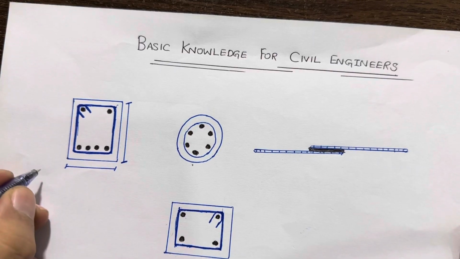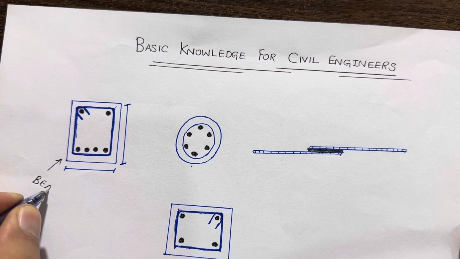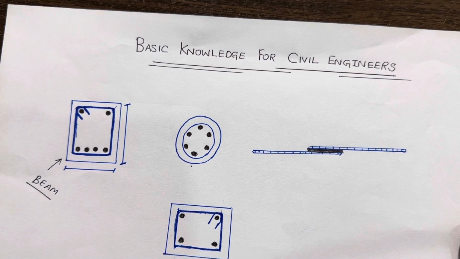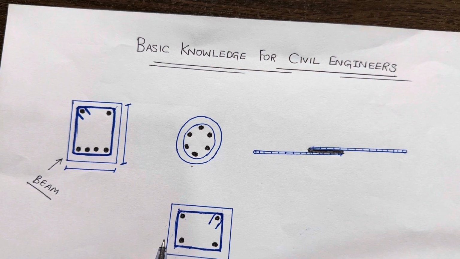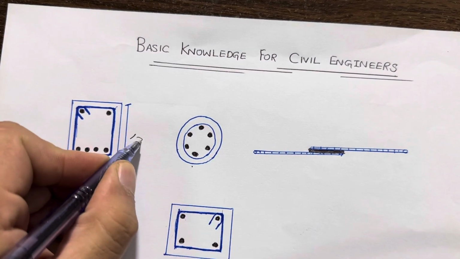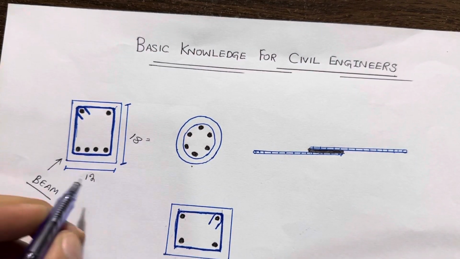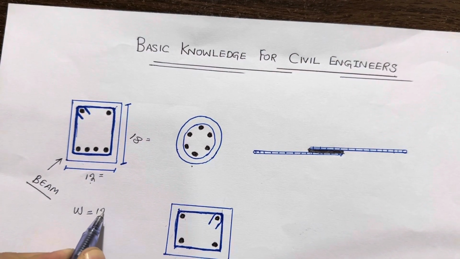Guys, you can see the first one is beam. This is plinth beam. Size of the beam for G plus 2 story, it means 3-story residential building, not commercial building, G plus 2. The size of the beam should not be less than 12 by 18 inches for G plus 2 story. Width 12 inches, so this is its width, which is 12 inches, and the depth should not be less than 18 inches. This is for G plus 2.